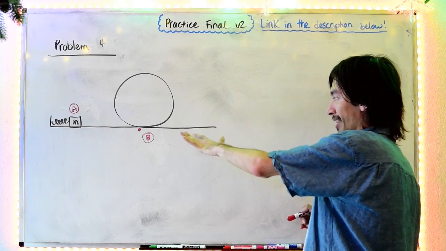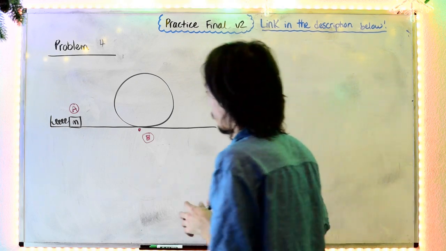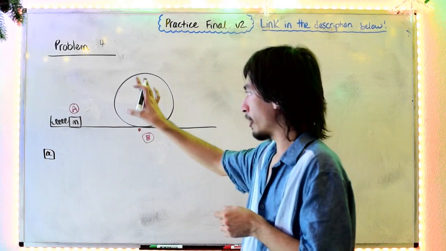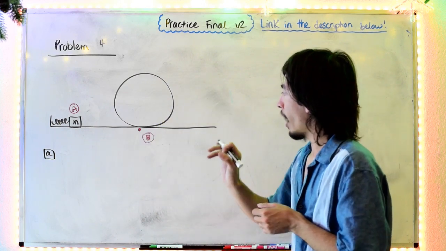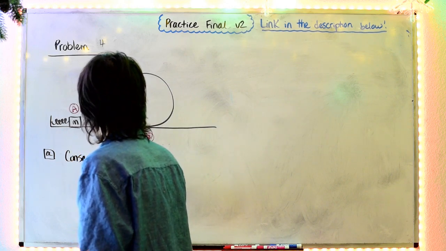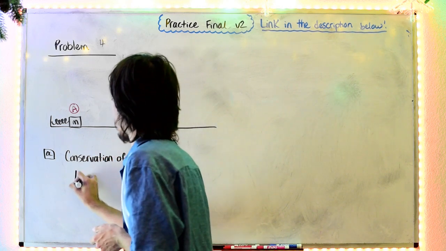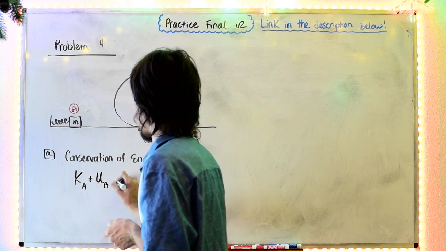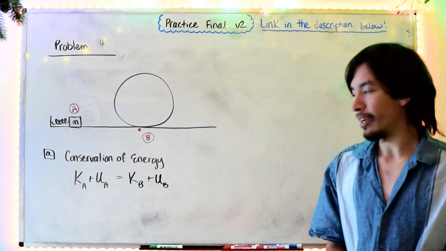Now, there's also going to be a point C that we're going to involve in the problem, but we'll discuss that after this part. Now, in part A, I'm going to relate the information about what's happening initially to what's happening finally, A to B, and I will use the conservation of energy. So the kinetic energy at A plus the potential energy at A equals the kinetic energy at B plus the potential energy at B.